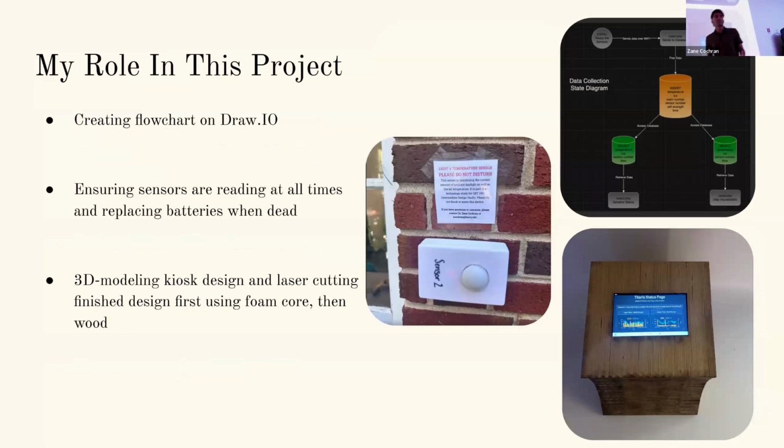Like I said, this project was a group project, and I had a role in this as well. My first role was to create the flowchart on Draw.io. Similar to the Caffeine Tracker app, I created a flowchart to keep track of which pages have certain pieces of data in. The next thing is ensuring all sensors are reading at all times and replacing batteries when they are dead.